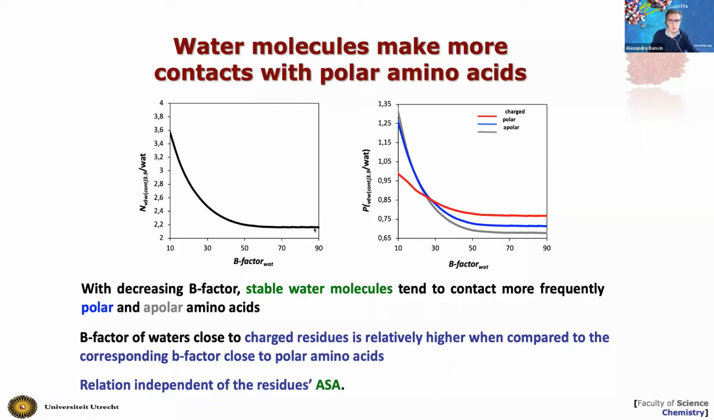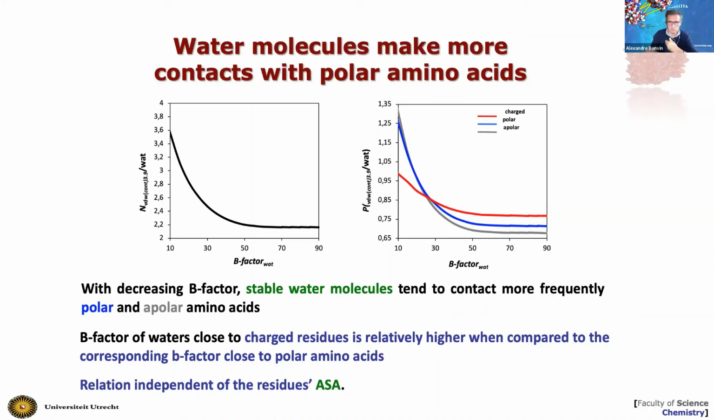First of all, if you look at the B factor, which defines how well defined the water position is in a crystal, and then look at how many contacts the water molecule makes with the protein, you see that water molecules that are very well defined usually have quite a number of hydrogen bond contacts with the protein. These are all the waters. Now you can do the same analysis, but distinguishing between contacts made to charged, polar or apolar residues on the surface. You see that polar and apolar residues actually show more contacts than the charged ones. So with decreasing B factor, stable waters tend to contact polar and apolar amino acids more frequently.